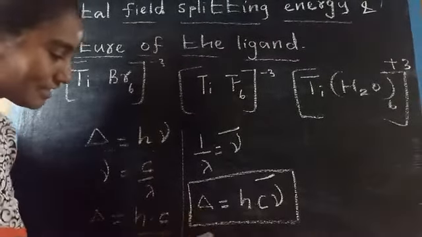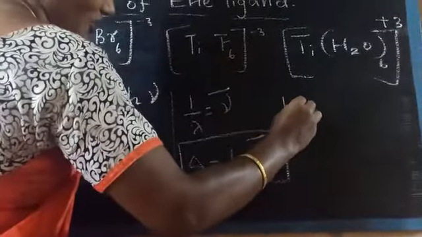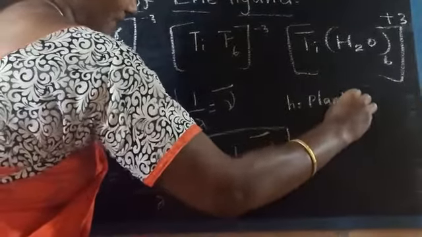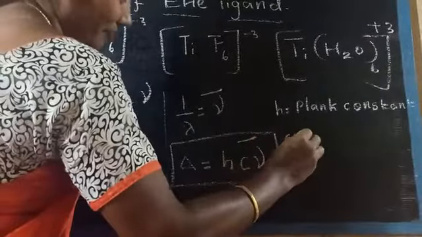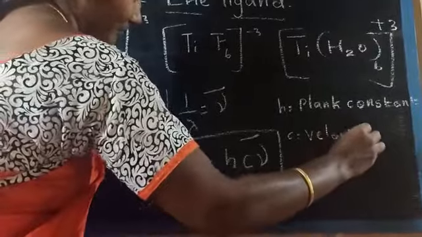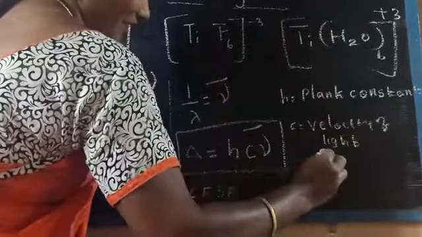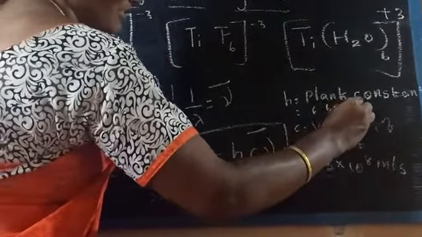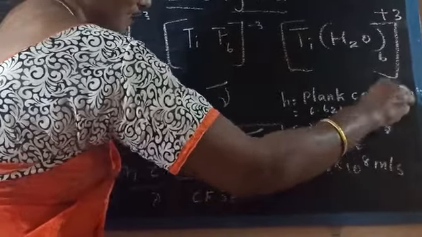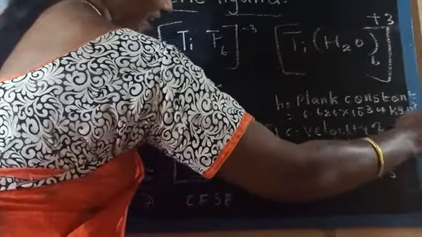So delta is the crystal field splitting energy. h is the Planck constant. c is the velocity of light. Value 3 into 10 power 8 meter per second. Planck constant value you know, 6.626 into 10 power minus 34. Okay, unit kilogram meter square per second.